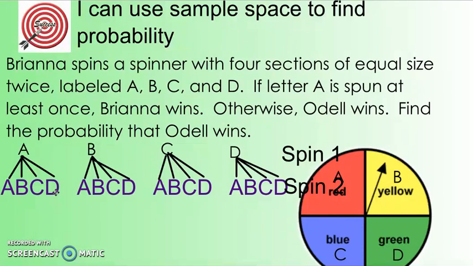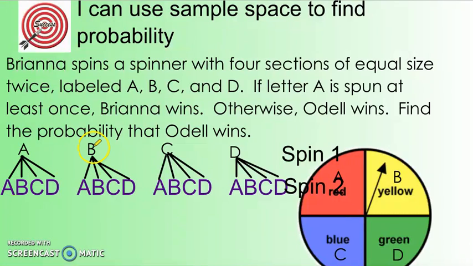Now the question is, when does Odell win? Well, Odell wins if A is not spun at all, because Brianna wins every time an A shows up. So let's highlight the things where Odell would win. Would she win in this category? Because this would say that I would spin an A and an A. An A, B, A, C, A, D. Would she win any of those? No, because there's an A in it. We can't have any A's.